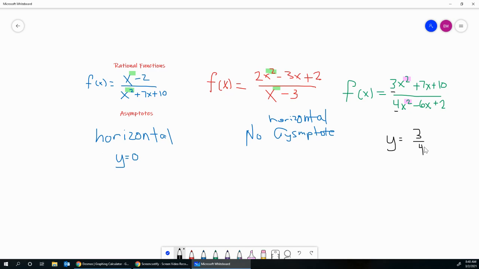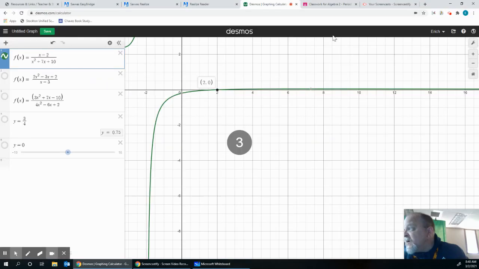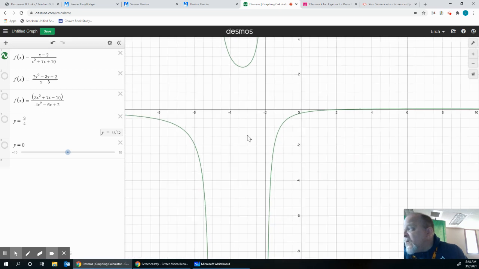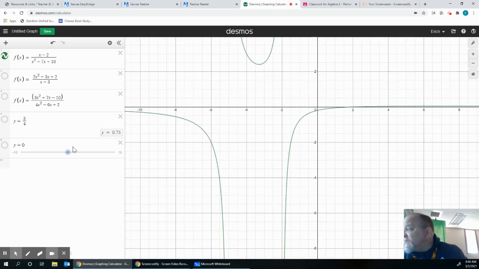Now, before I go, I want to show you the graphs of all of these and show you that these are the asymptotes. So in the first one, I have highlighted here, we said that the largest exponent is 1. The largest exponent here is 2, so that means the exponent in the numerator is smaller than the exponent in the denominator, and we have a horizontal asymptote at y equals 0.